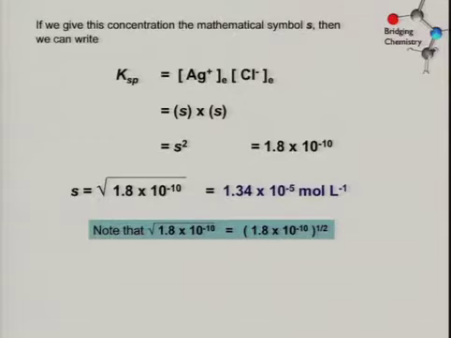And then the last thing, just so that you're aware if you see it: doing that square root sign in Word is not straightforward, whereas taking that number and writing it to the power of 1/2 is much easier. Mathematically, those are the same things. So you need to be aware that if we write 1.8 times 10 to the negative 10 to the power of 1/2, that's just another way of saying the square root of that number. Okay? Right. So that's how you would do a KSP calculation for this.